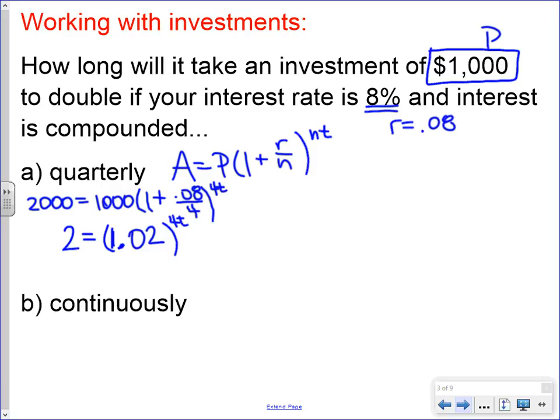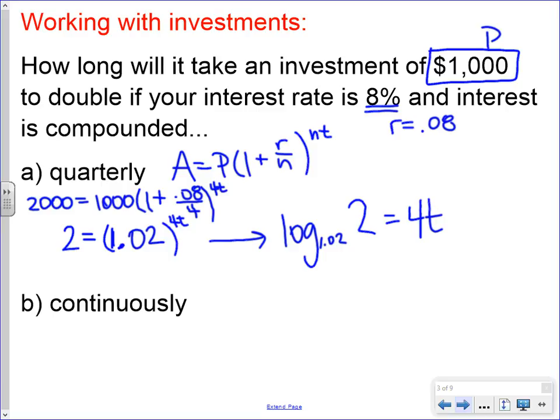All right, from here, what do we need to do to solve for t? Logarithm. Change it to a logarithm. So from here, we're going to write log base 1.02 of 2 equals 4t. Go ahead and evaluate log base 1.02 of 2 in your calculator. Remember the change of base formula, you would type in log 2 divided by log of 1.02.